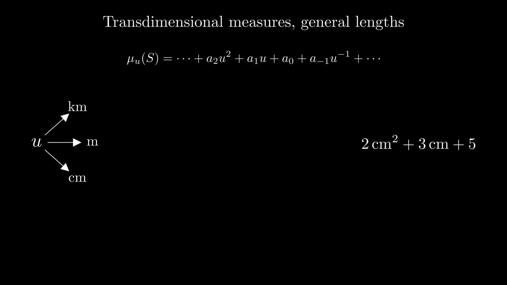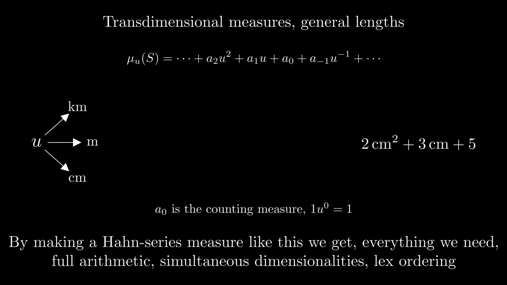That 5 probably feels off here, doesn't it? But our 0 term naturally looks like this. Anything to the power of 0 is 1, and that goes even for our units. So like this, we get a measure that does everything we need. We get full arithmetic. Remember, we need to divide arbitrary mixed measures. We can treat different dimensionalities simultaneously. And we also get full lex ordering, meaning we can compare the size of different transdimensional measures.